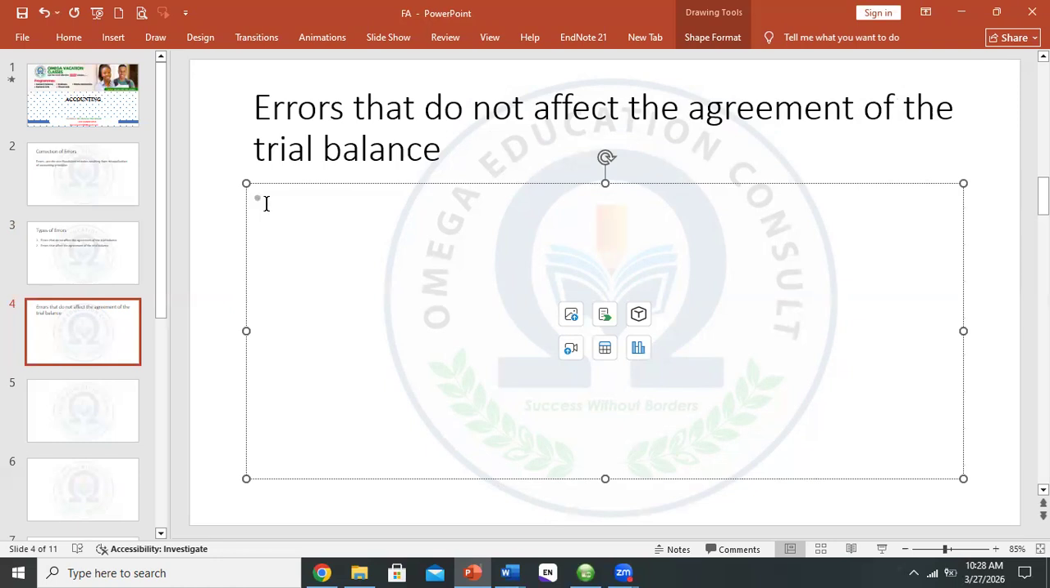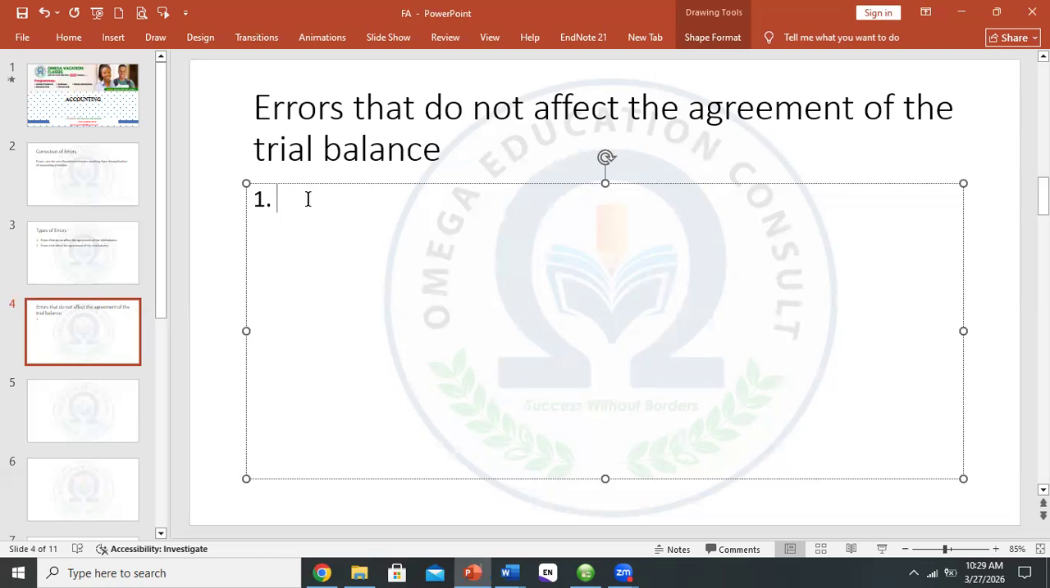Since Prof. Portia has already discussed this topic, Portia, can you list the 7 errors that do not affect the agreement of the trial balance? Yeah. Error of omission, error of commission, error of principle, error of complete reversal entry, and service. Those are the ones I have in mind.